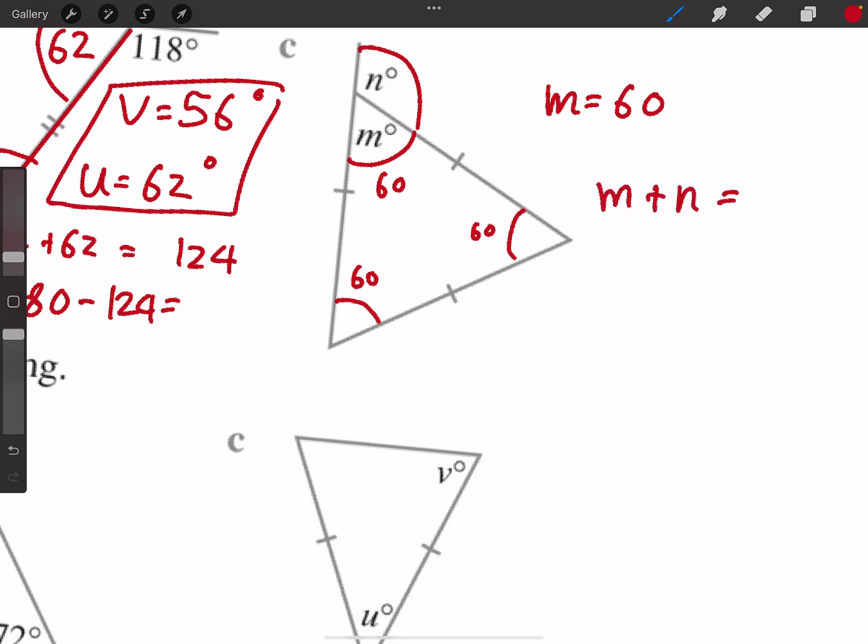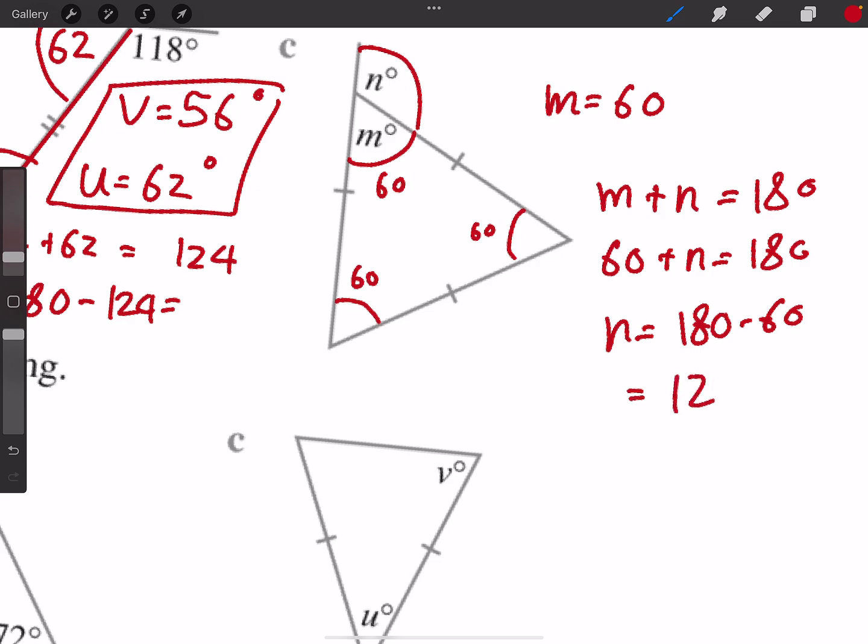plus N is equal to 180. Now we know M is 60, so 60 plus N is equal to 180. Therefore, N is equal to 180 take away 60, which equals 120 degrees.